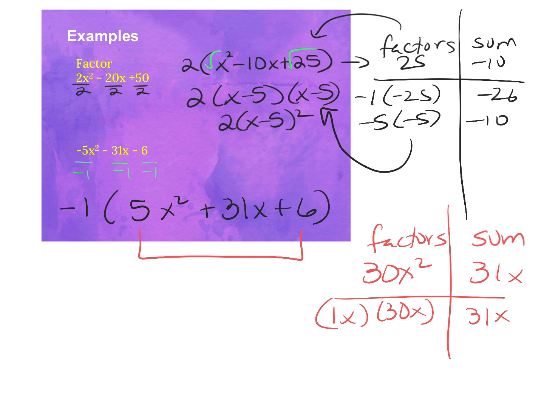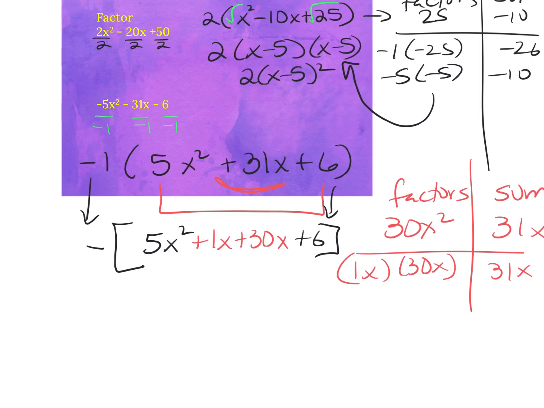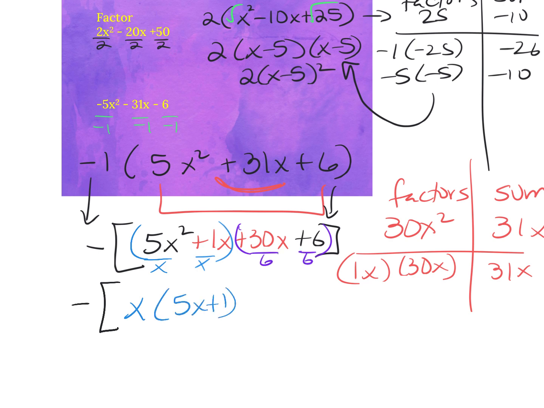So now rewrite. I'm just going to drop the negative 1 and just make it a negative sign, because that's what Big Ideas wants. And then now the 5x squared, replace the 31 with the two factors you just found, and then drop down the plus 6. And now we group, blue group and purple group. GCF of blue is just going to be an x. GCF of purple is going to be 6.